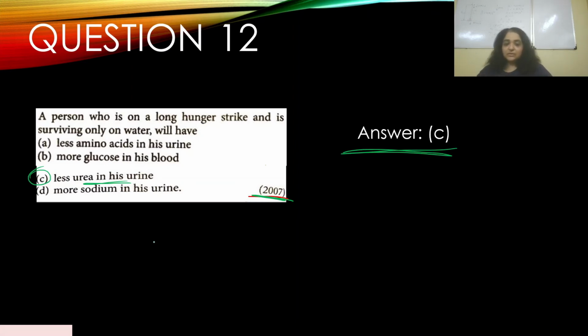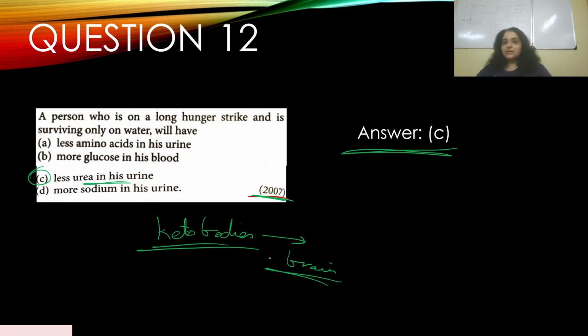And also another important interesting fact is once the glucose reserves have already been used up, the keto bodies, the keto acids, they supply energy to the brain because they are the only other thing that can pass the blood brain barrier. They are the only other molecule apart from glucose that can pass the blood brain barrier and give energy to the brain. Okay, so this is another thing.